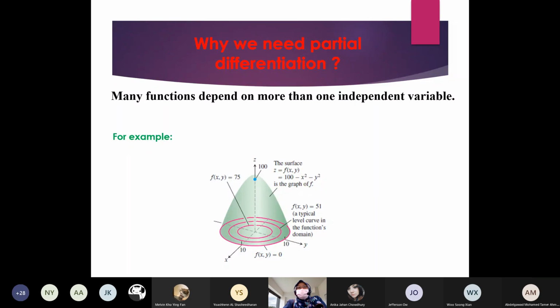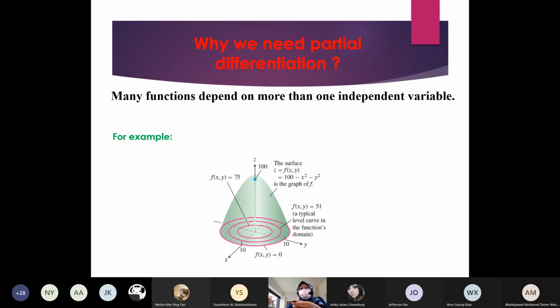Why do we need partial differentiation? Many functions depend on more than one independent variable. Like the cylinder just now, it has a function of radius and height. You may do the differentiation with respect to the radius only, and you may also do the differentiation with respect to height only. This is why we need partial differentiation.